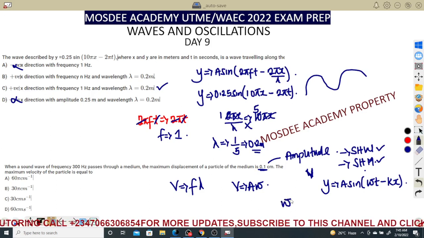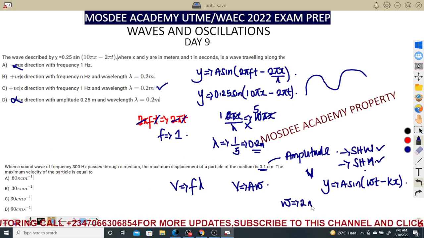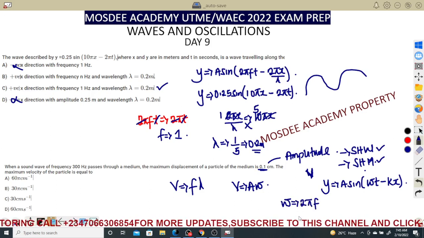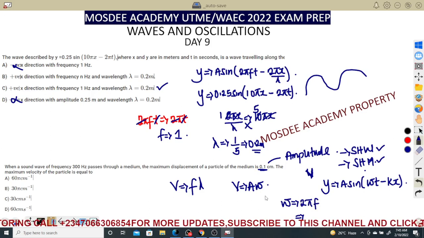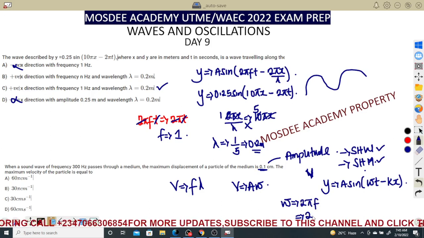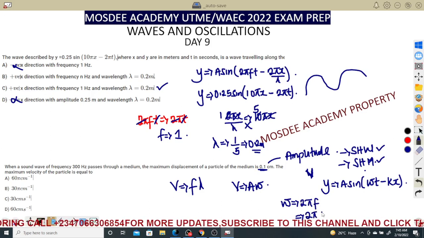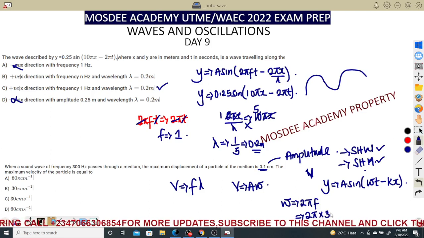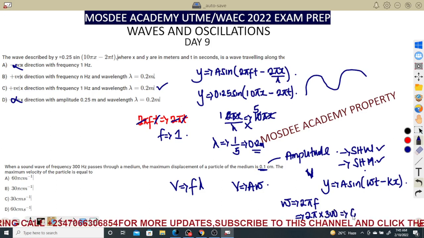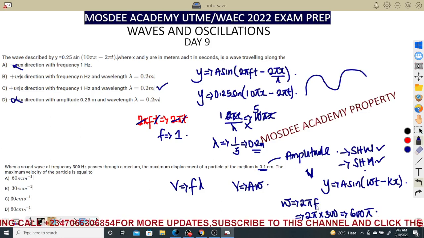So omega is equal to 2 pi f. Right? Now you can see I'm using the simple harmonic wave equation. This is 2 pi multiplied by the frequency, 300. From simplification, this is 600 pi. I know you know this, we've done it before.